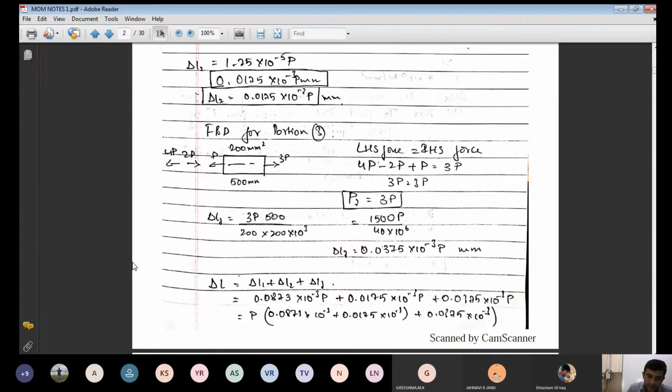Yes, Aradhana. Yes, sir, calculating, sir. Yes, anybody got the answer? If you get the answer, you tell me that value. We'll check whether it is right or wrong.